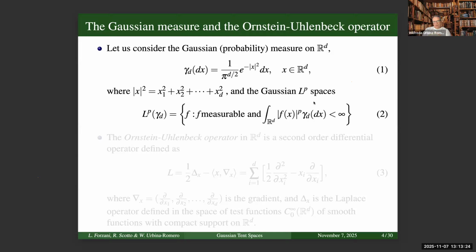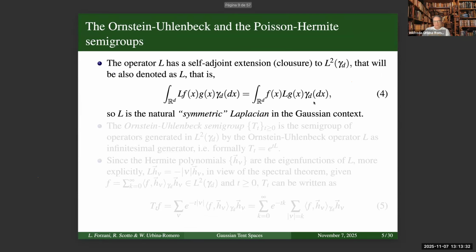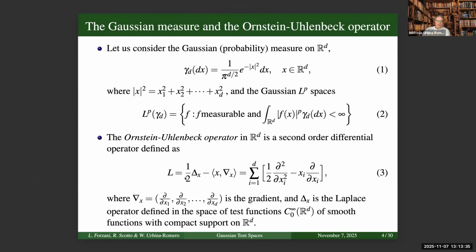Then there is an important component that is the Ornstein-Uhlenbeck semigroup operator, which in the Gaussian world is the analog to the Laplacian. So it's half the Laplacian, and there is this drift term, right?